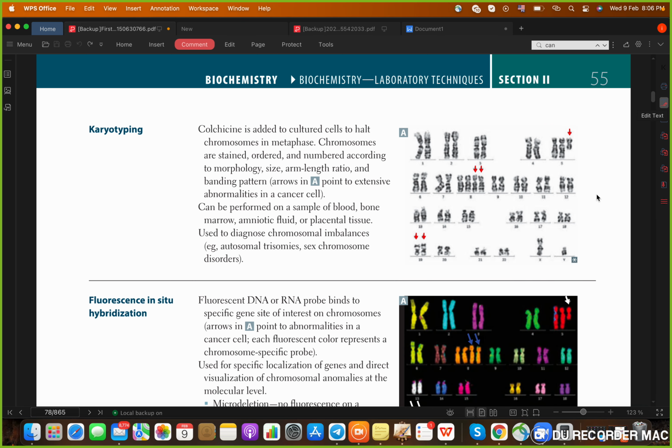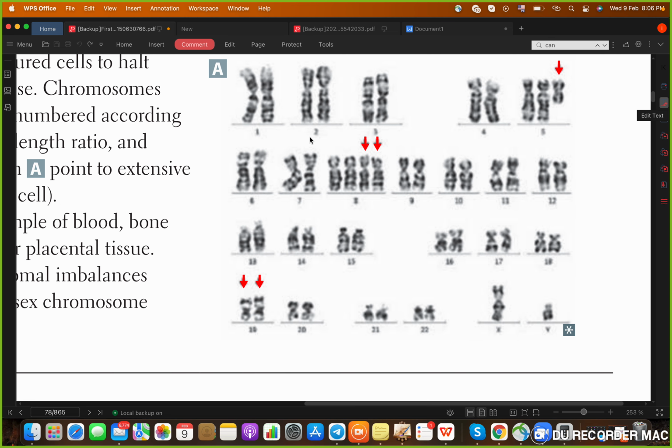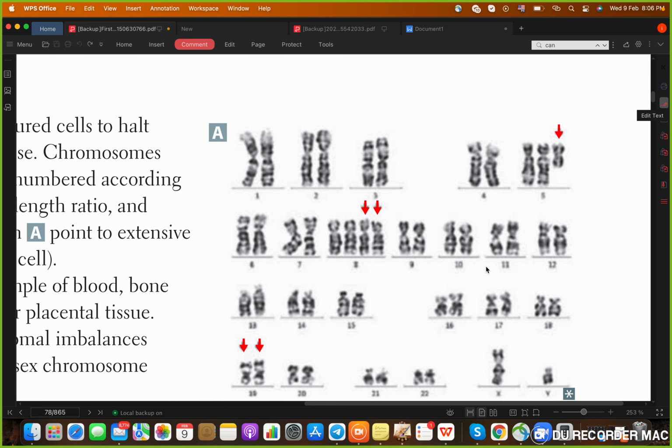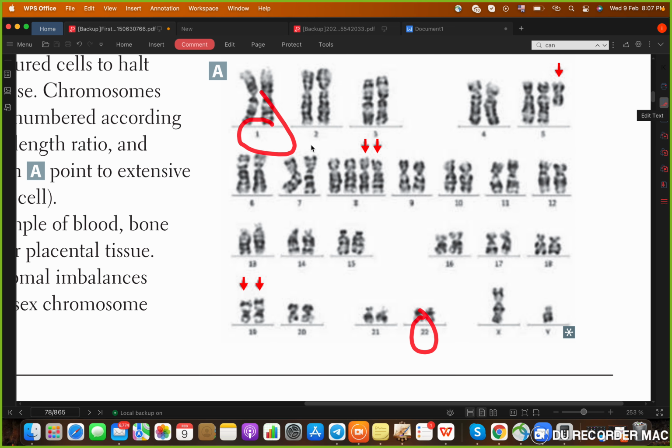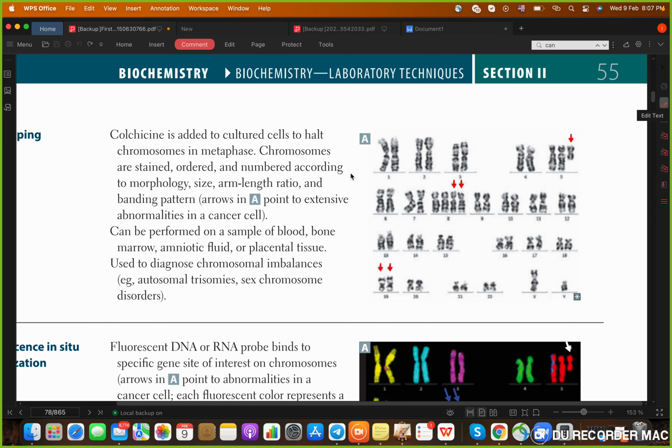At the metaphase, we have all of our chromosomes separated in the following fashion. By the way, when you take a look at the chromosomes, this is 1, 2, 3, 4, 5, 6, and all of them. Well, they were not stupid when they divided them. They divided them according to the length. So 1 is the longest, 22 is the shortest. Notice, the more you go, the shorter they become, right? Keep in mind that the Y chromosome is the shortest, while X is quite big. So chromosomes are stained, ordered, and numbered according to morphology, size, arm length ratio, and banding pattern.